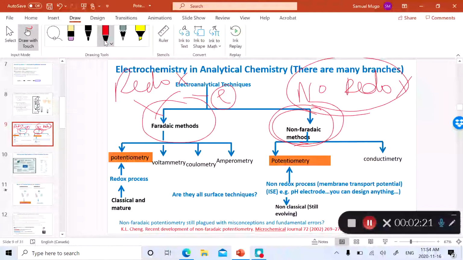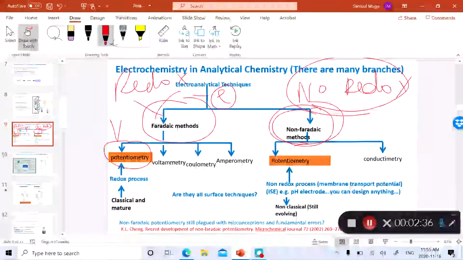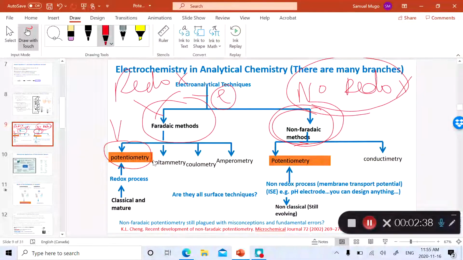Now, the Faradaic methods are equally categorized into potentiometry. And potentiometry essentially means this is where you are measuring voltage. So the signal is voltage. Faradaic methods can also be categorized into voltammetry, and this is a very vast field. We talk a lot about it in Chem 311.